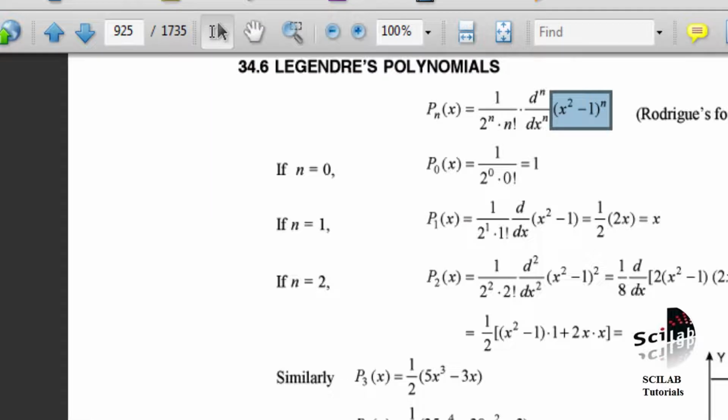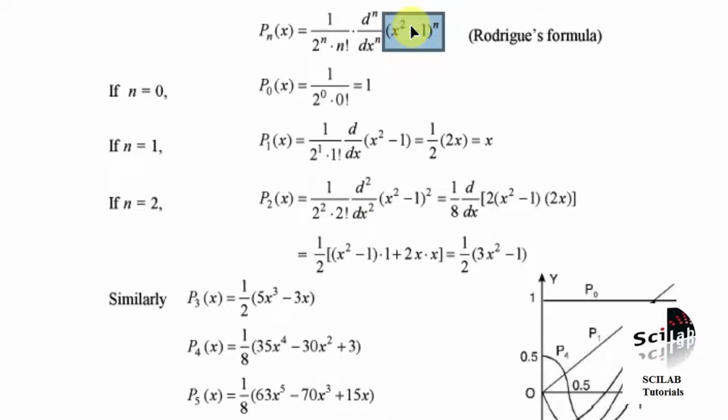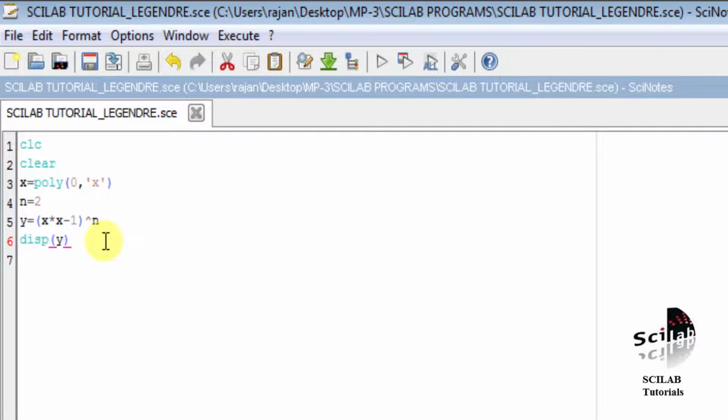Now next we have to differentiate this expression with respect to x. How many times? n times, and in our case n is equal to 2, so we will differentiate the expression (x² − 1)^n two times. How can we do this? Let us write y_dash = derivat(y). We are going to see how the derivat command works.